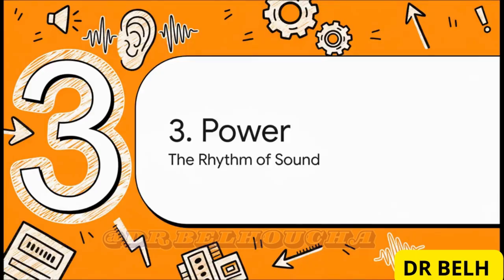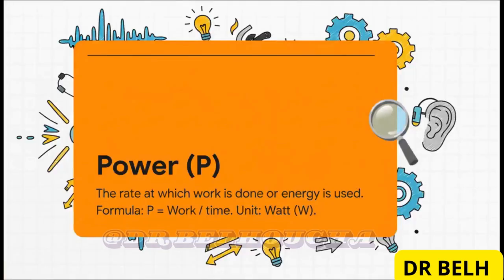Okay, so we've got the energy. But how fast we use that energy is just as crucial. And that brings us to our third concept, power. Power isn't just about being strong, it's all about the speed of delivery. So power is defined as the rate at which energy is used. And that word, rate, is everything. It's not just how much energy you're using, but how much energy you're using per second. That's why the formula is work or energy divided by time. The unit is the watt, which is really just a fancy way of saying a joule per second.